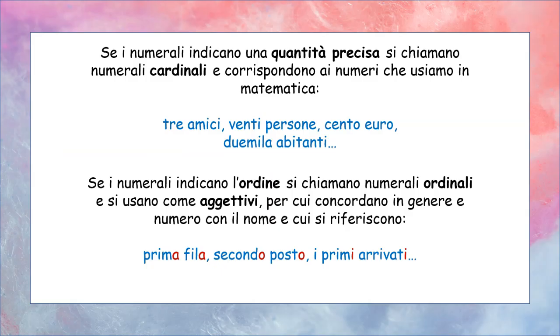In the previous lesson we learned the Italian cardinal numbers 1, 2, 3. These indicate precise quantity, just like the numbers we use in maths. In this video lesson we'll move on to ordinal numbers. First, second, third and so on.